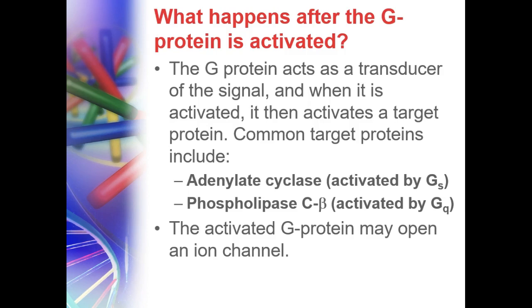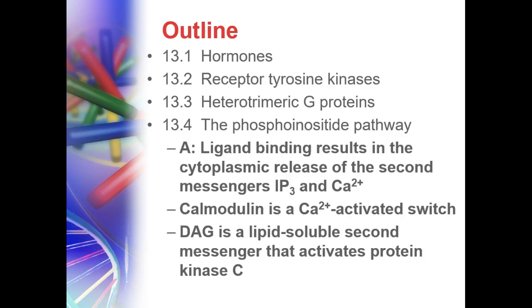So what happens after the G protein is activated? I talked about adenylate cyclase being activated, but there are also some cells that use phospholipase beta. And this is a different class of G protein, a G protein called G sub Q. So let's talk about those. Those are probably unfamiliar to us. So that means that we've progressed to section 13.4, which talks about the phosphoinositide pathway. So let's talk about that.